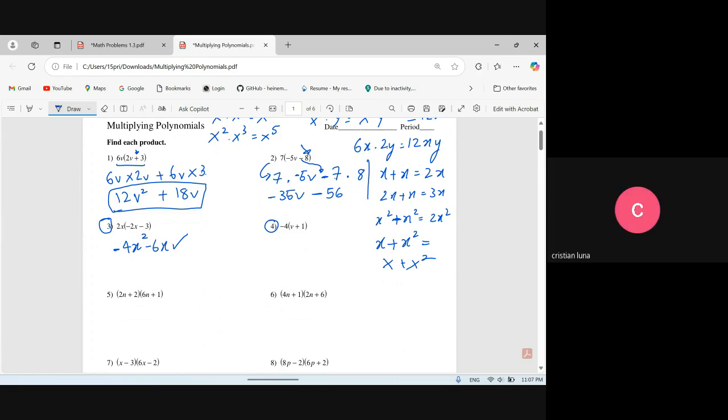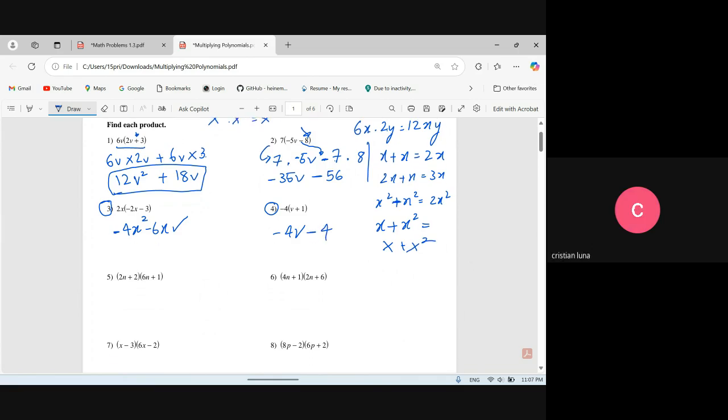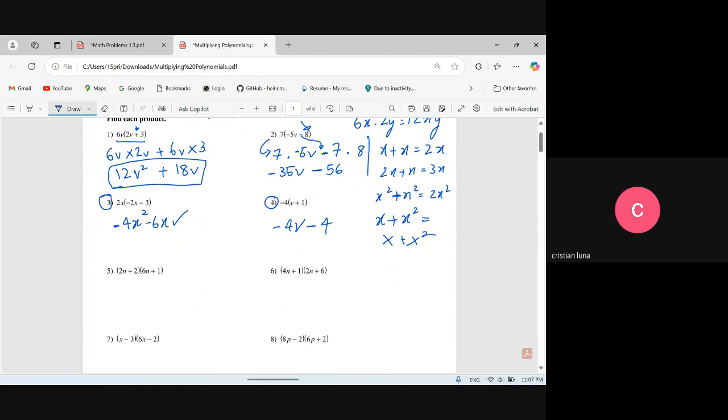Number four. I got negative 4v plus 4. Negative 3 plus 4? Yes. Oh wait, sorry, I forgot the negative sign. Let me try again. I forget the negative sign. That's okay. Negative 4.